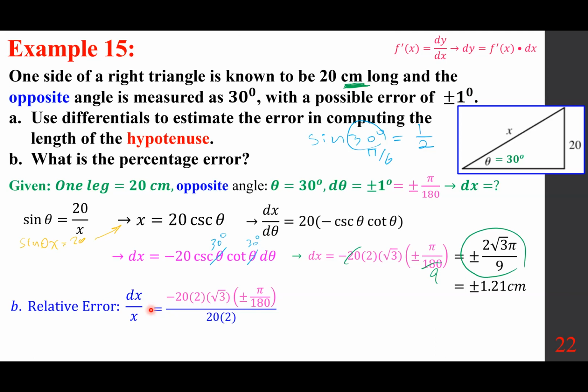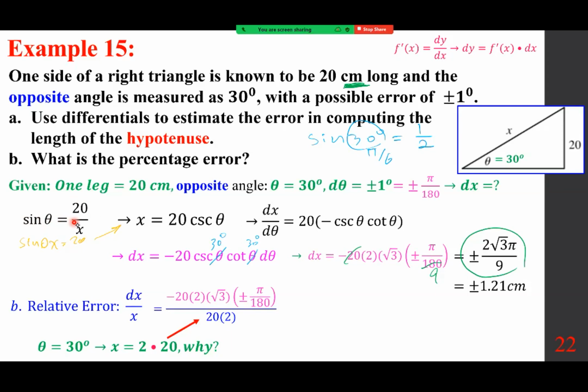And why is it 20 times 2? It has got to do with understanding sine theta. Theta is 30 degrees. Sine theta is 20 over x, and that is 1/2. Here's the reason. We said theta was 30 degrees. So that makes x 2 times 20, because sine theta is 20 over x. We know sine of 30 degrees is 1/2, and x becomes 2 times 20.